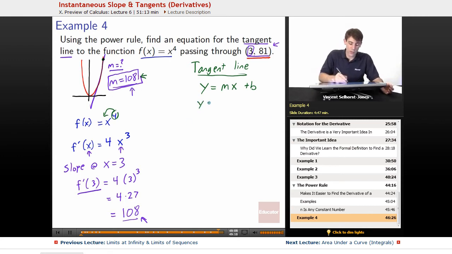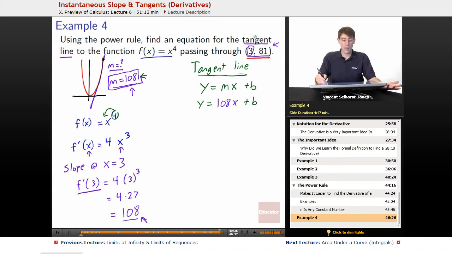So that means we've got y equals 108x plus some b that we haven't figured out yet. So how can we figure out what b is to finish creating our equation for the tangent line? If you're going to figure out what any line is, you need to know what the slope is and what the y-intercept is, what m is and what b is, at least if you're using slope-intercept. Y equals 108x plus b.